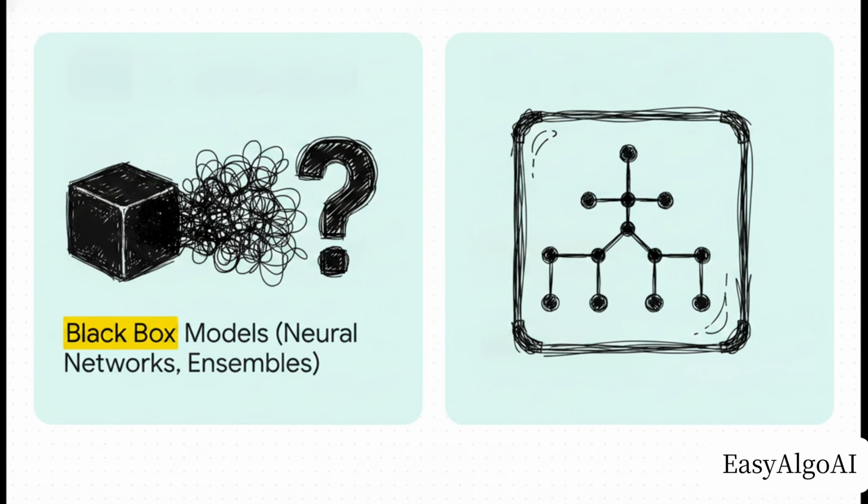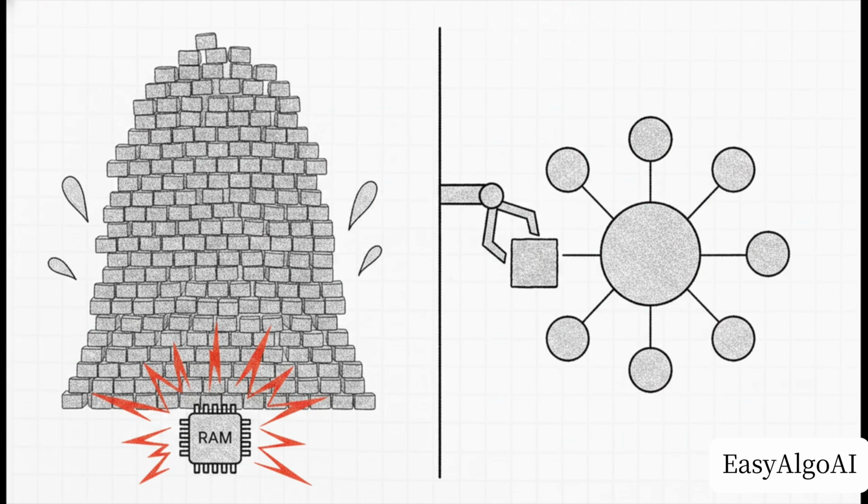On the flip side, if you absolutely need transparency, you're instantly routed toward explainable models like k-nearest neighbors, linear regression, or decision trees. Sure, they might sacrifice a tiny bit of accuracy, but their straightforward logic is a massive business asset. Next up, we hit a very hard hardware constraint, and that's your memory.